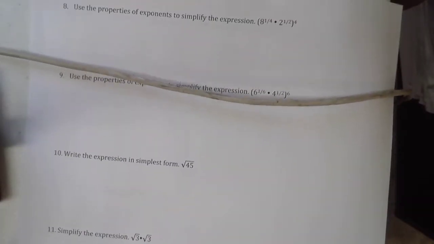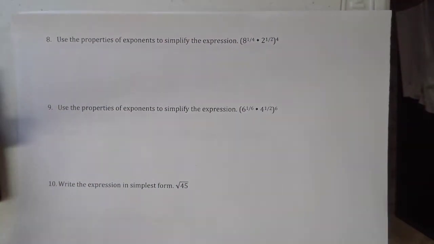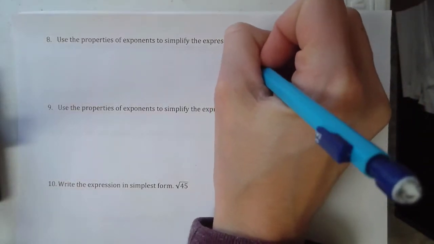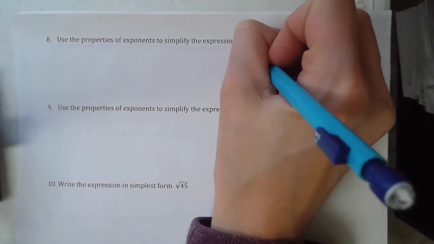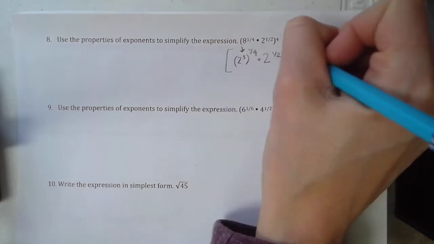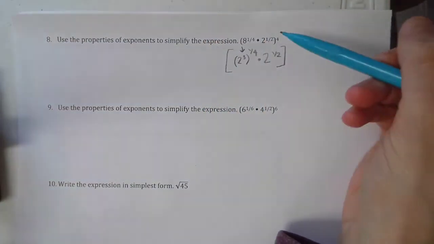Okay. Number 8. Notice we're taking the 4th root and the half root or the square root, and so we'll have to have the same base for that. So I want to change 8 and 2. They have a common base of 2. So we're going to change 8 to 2 cubed, and that's all going to be raised to the 1/4 power. 2 is already 2, so I'll leave it there. And after we do all of this, we still need to raise it to the 4th right here.